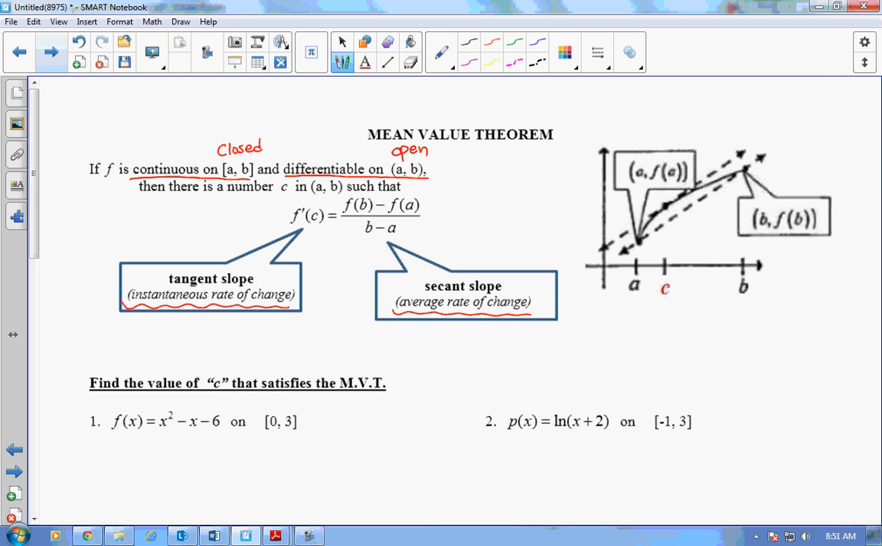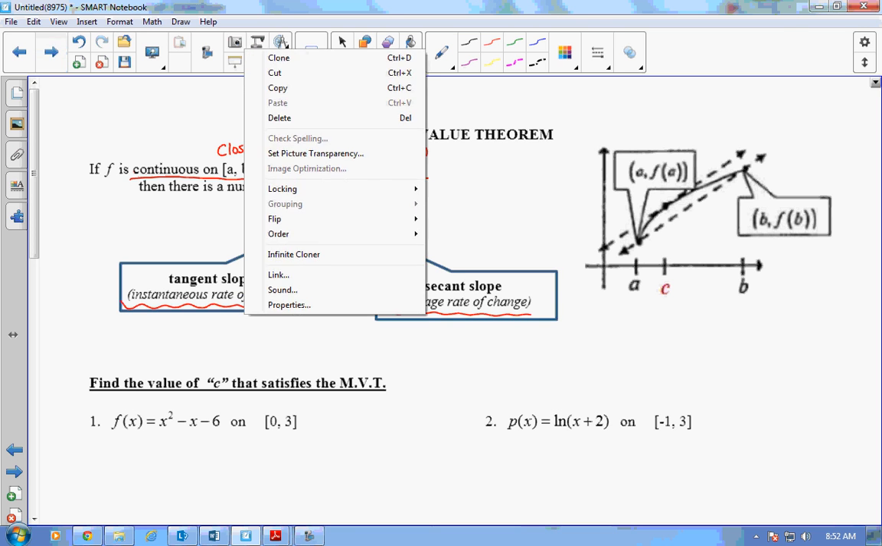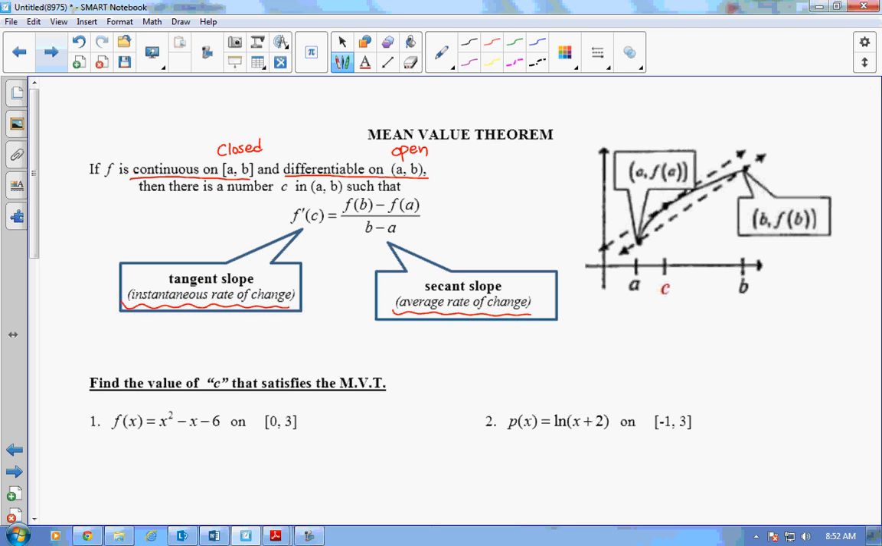If f is continuous on the closed interval, A to B, and differentiable on the open interval, A to B, then there must be at least one. We've seen pictures where there's more than one. There must be at least one number C in that open interval such that the tangent slope, or the instantaneous rate of change, is equal to the secant slope, or the average rate of change. The tangent line slope is equal to the secant line slope. Does that make sense?